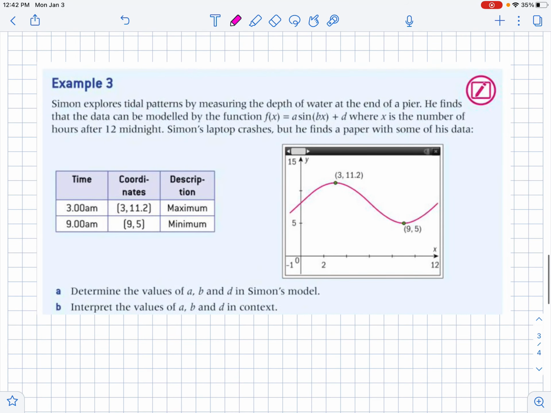Last example. Simon explores tidal patterns by measuring the depth of the water at the end of a pier. He finds that the data can be modeled with this function. So here's our function, where x is the number of hours after midnight. Simon's laptop crashes, but he finds a paper with some of his data. Determine the values of A, B, and D in Simon's model.